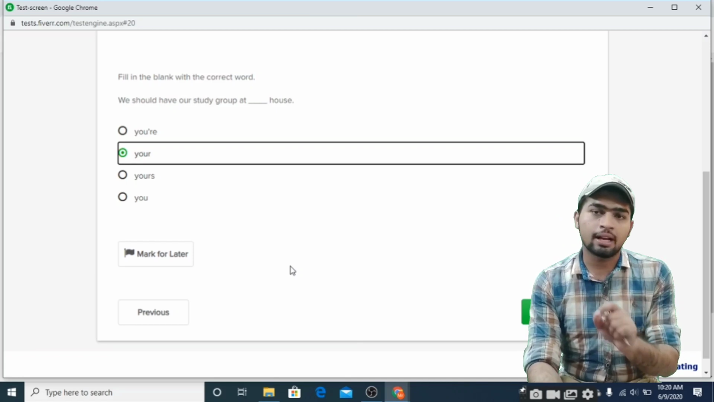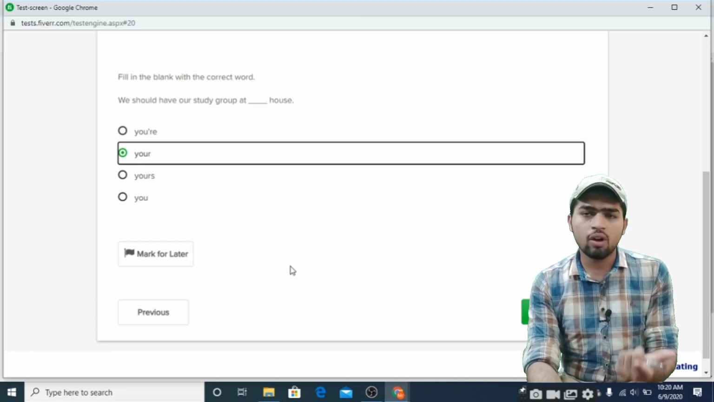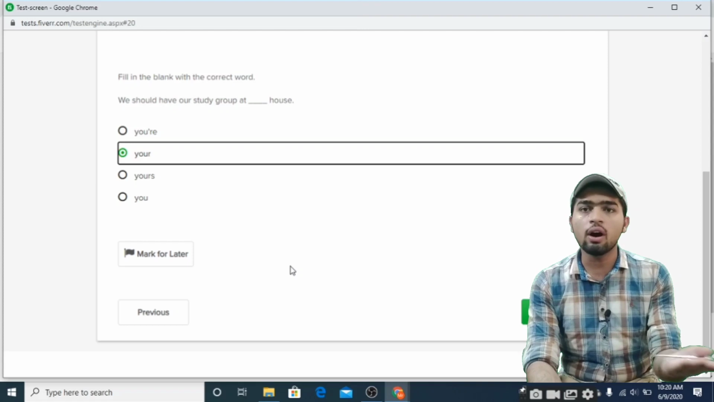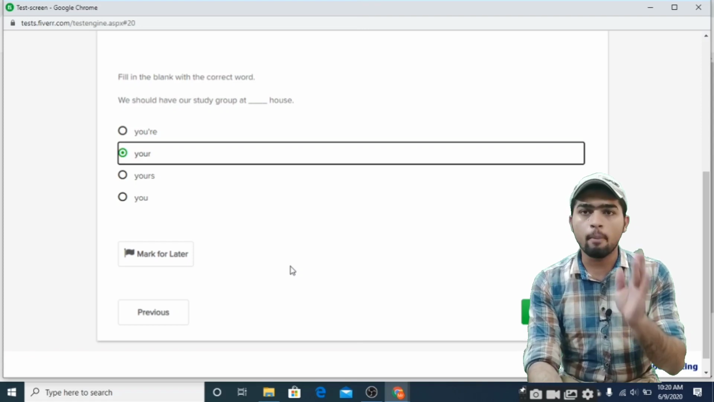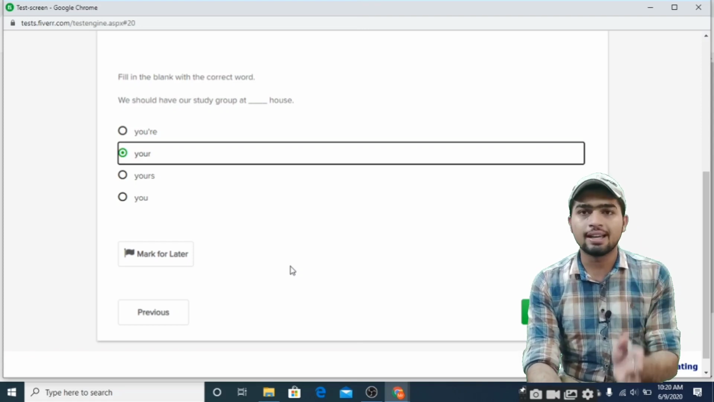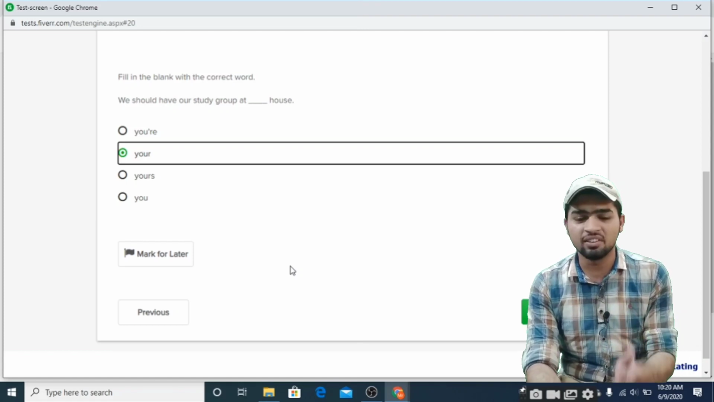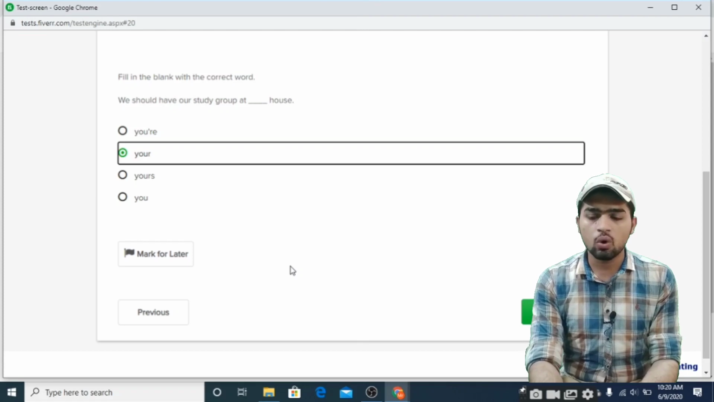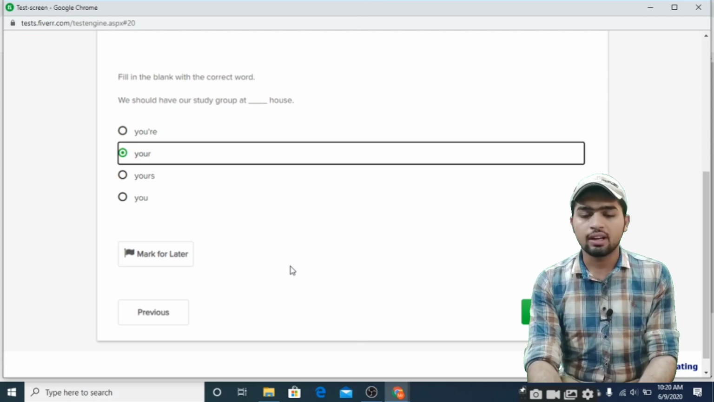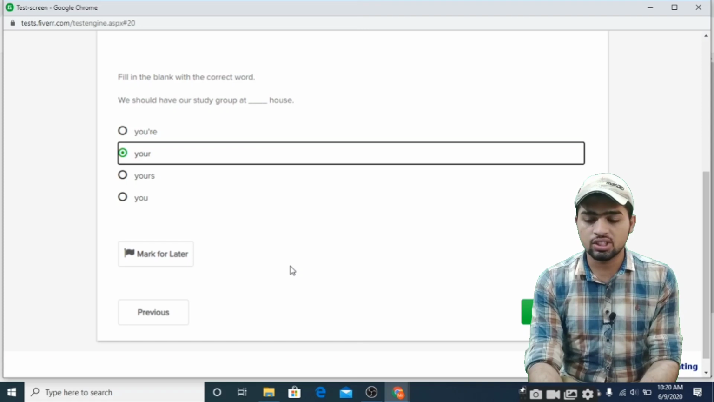Fit in this blank space. Your seems to be the correct answer, because your house. Yours house is not correct, because there is an apostrophe between R and S. You house, no, obviously no. Hence option 2, we should have our study group at your house. Option 2 is the correct answer. So I click on next.